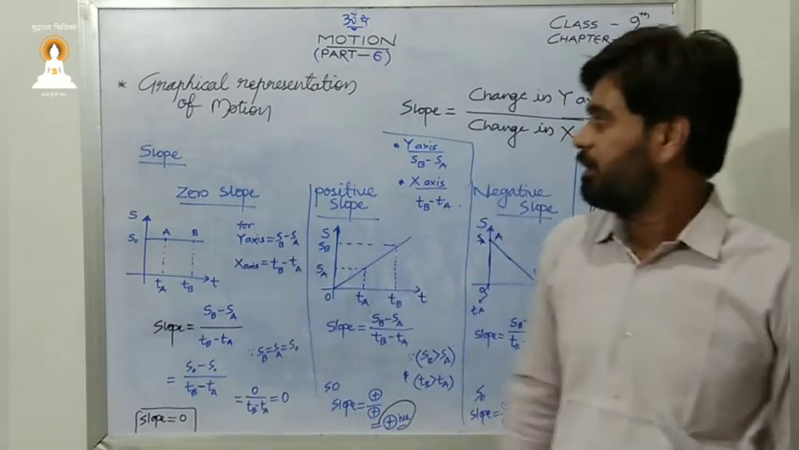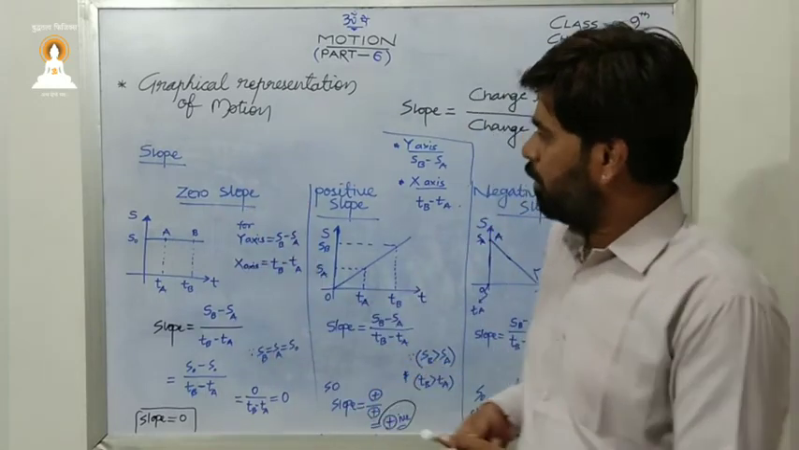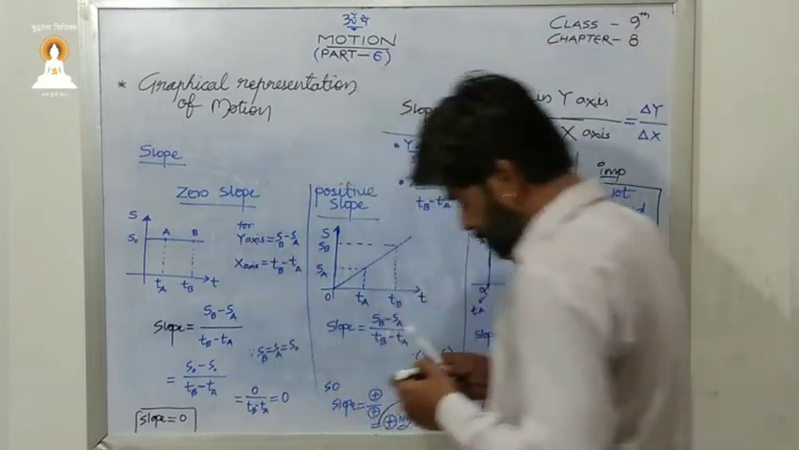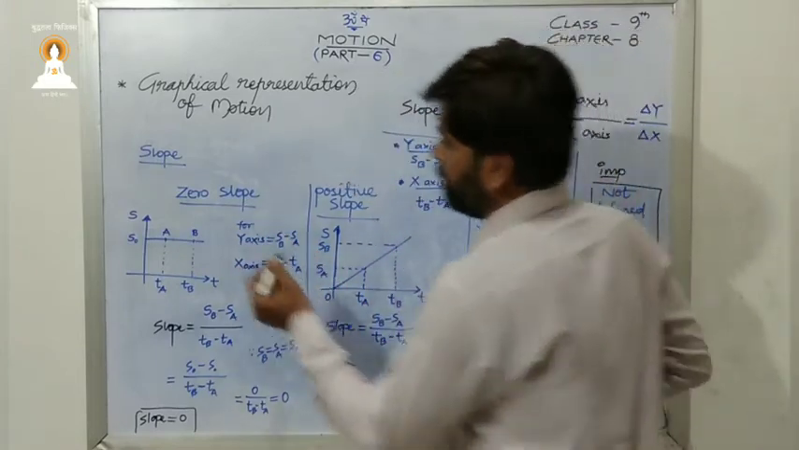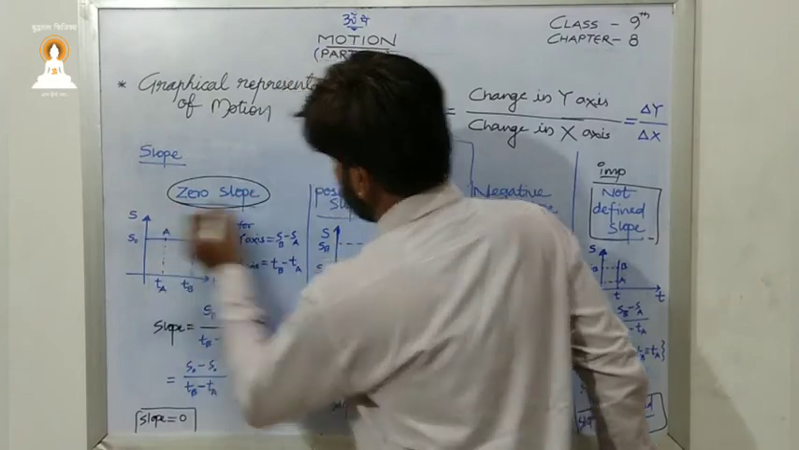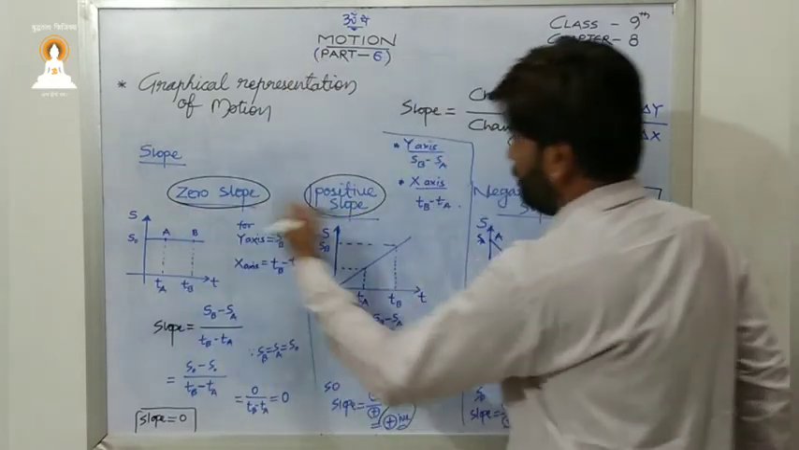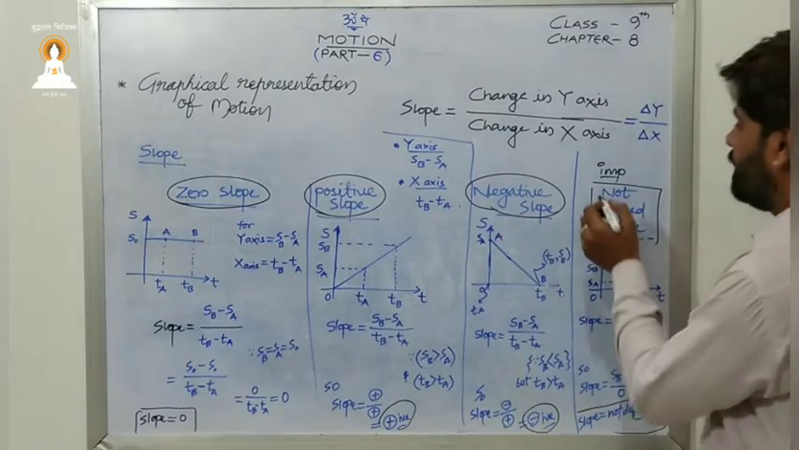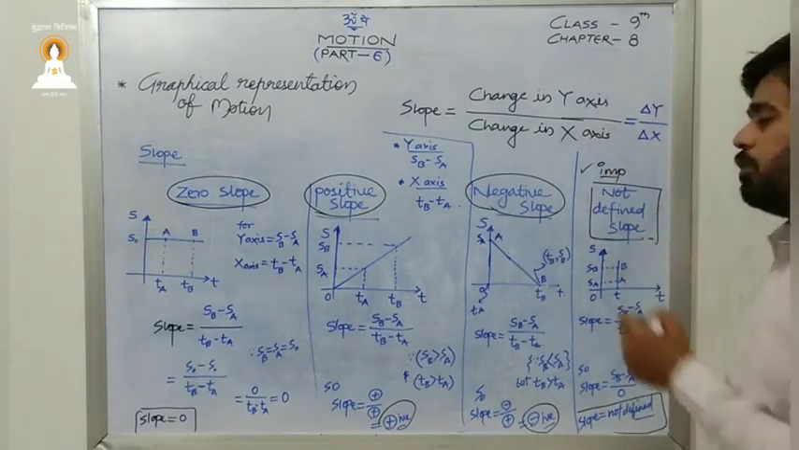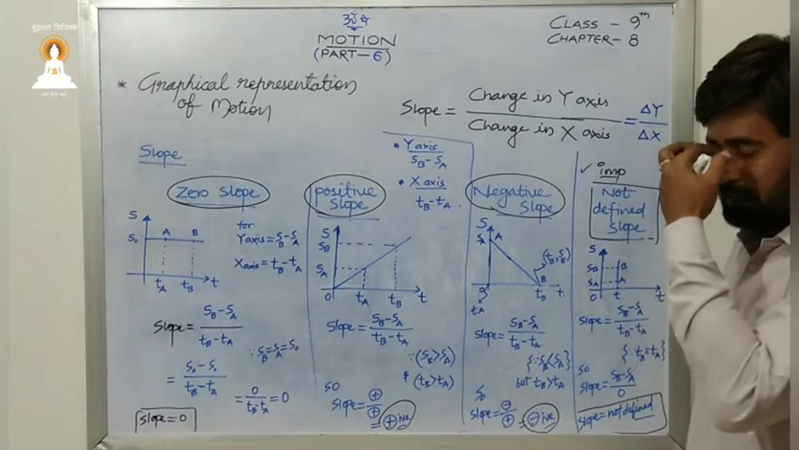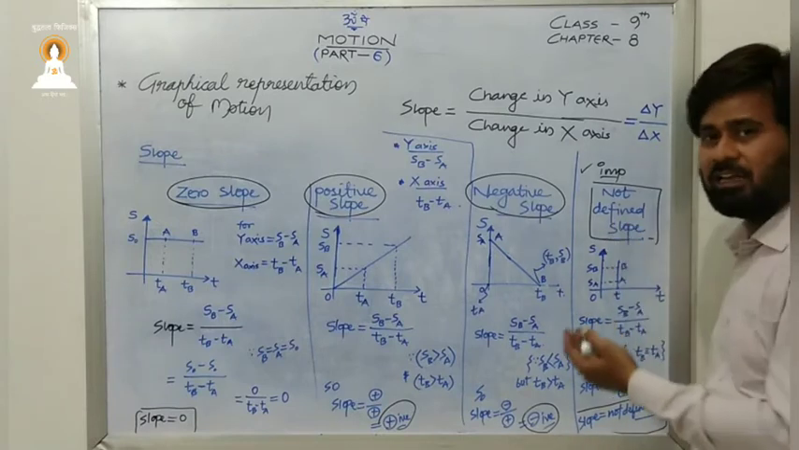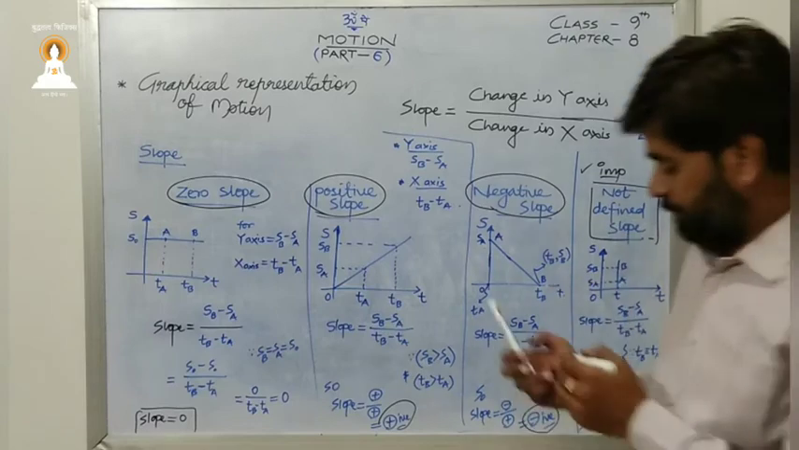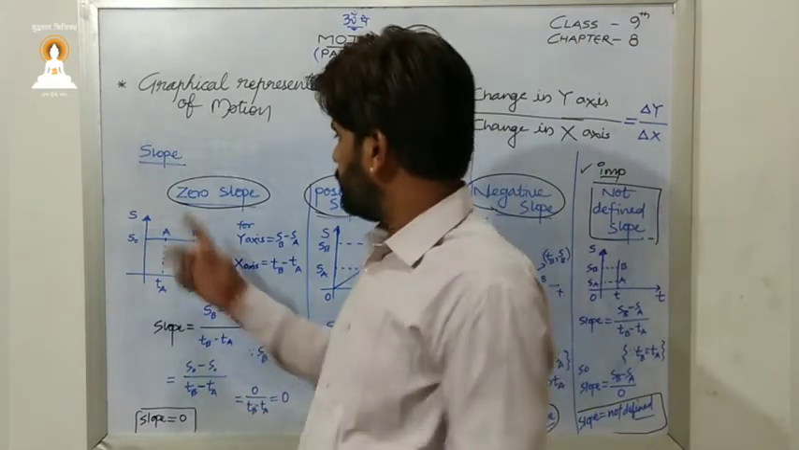Now listen carefully. Slope, how many types of slopes are there? Basically, the ones which we are going to use in our chapter, and further in 11th class also. So zero slope, positive slope, negative slope, and the last one, very important one, that is not defined slope, or usually people say infinite slope. Actually that is not defined. So let us begin with zero slope.